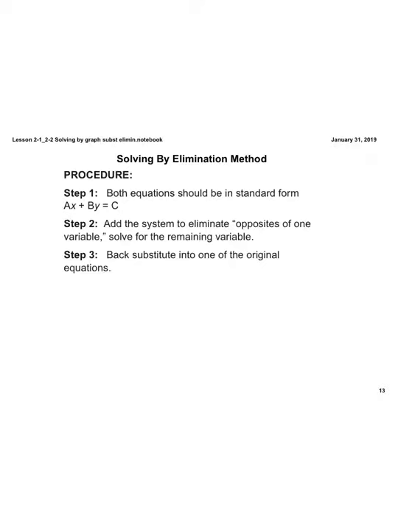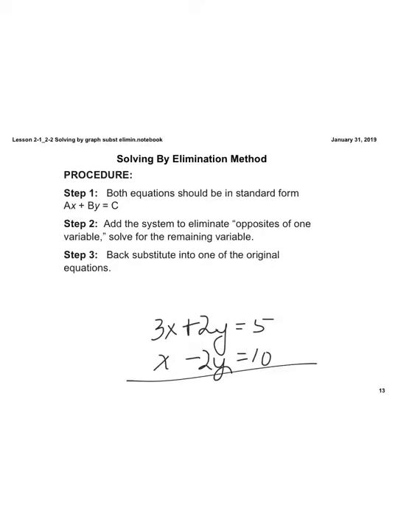Then you're going to add the system to eliminate the opposites of one variable. So in other words, you should have something that would look like this. 3x plus 2y equals 5. And maybe the other equation is x minus 2y equals 10. And if you look at this, you can see that the y's can be eliminated through addition.